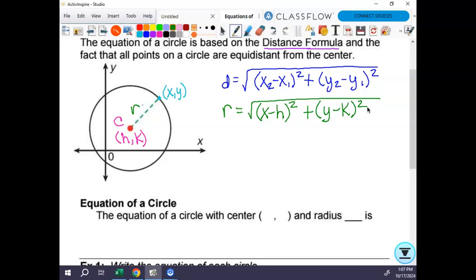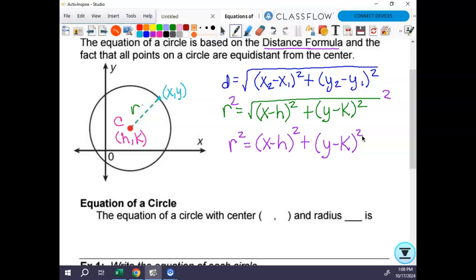And then if I want to get rid of that square root, then I can legally square both sides. So what that gives me is that R squared equals X minus H squared plus Y minus K squared. Okay, and that basically is your equation of a circle. Usually you see the r squared at the end, but it's the same thing. So you're just subtracting x values and squaring them, subtracting y values. It all just comes from the distance formula, and your radius is your distance.